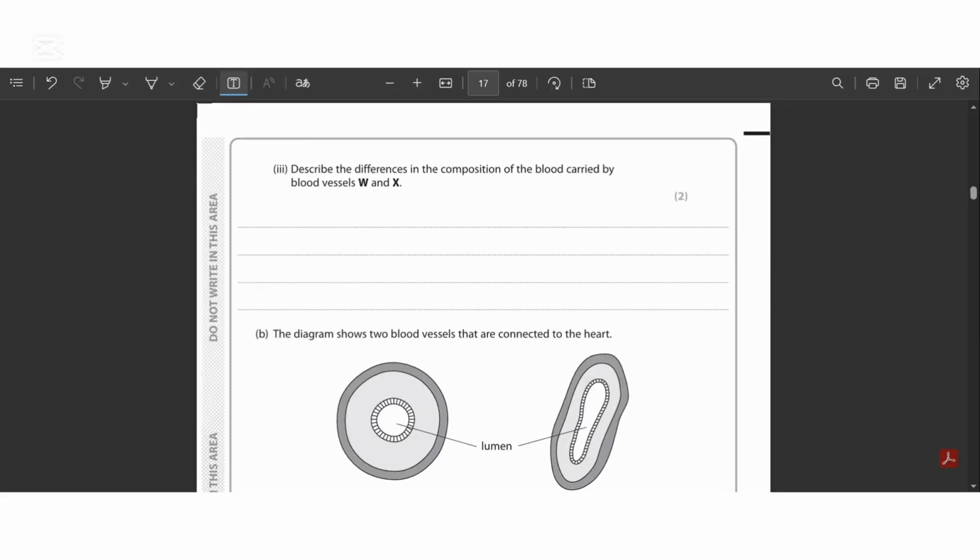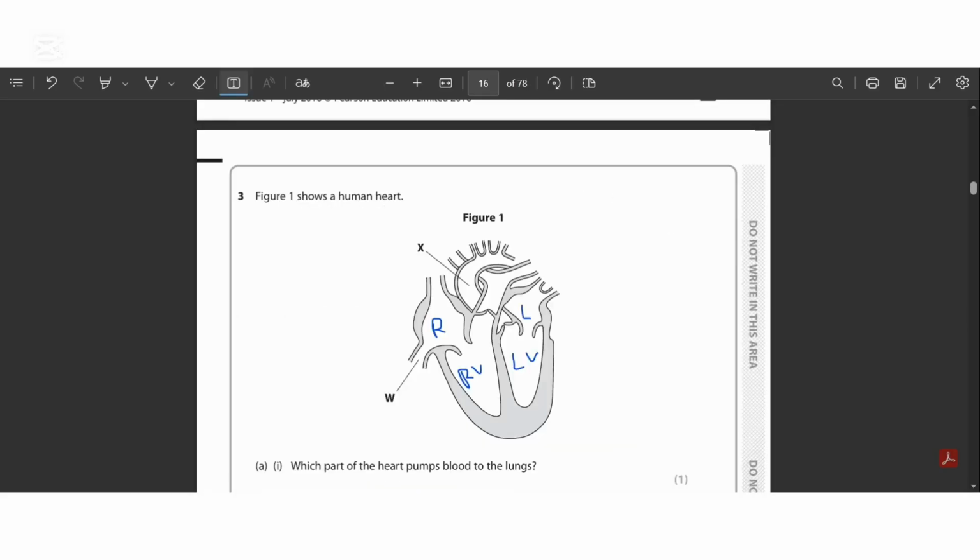Part 3 says, describe the differences in the composition of blood carried by the blood vessels W and X. And it is a 2-marker question. All right. Okay, so let's move to the diagram. So in the diagram here we see W is this part which is supplying blood to the right atrium, which means that it is bringing blood from the body to the heart. And X is this part which is responsible for carrying the oxygenated blood to the different parts of the body.